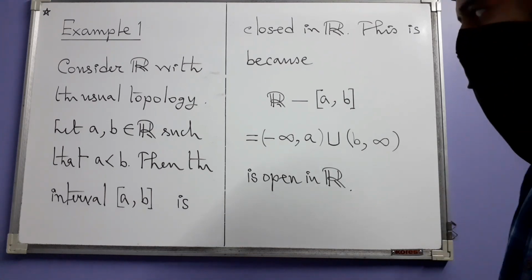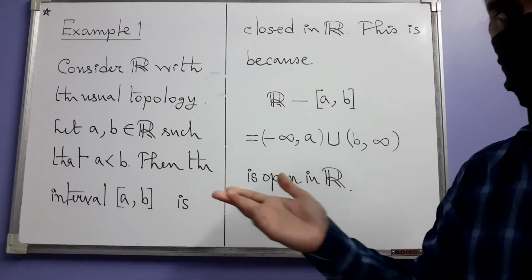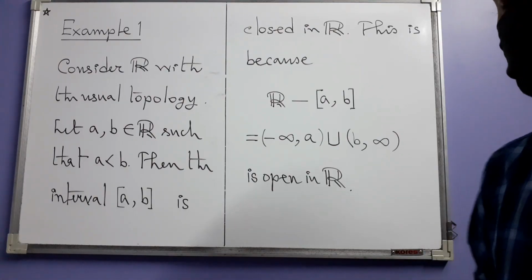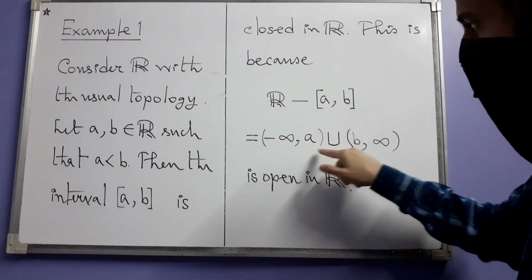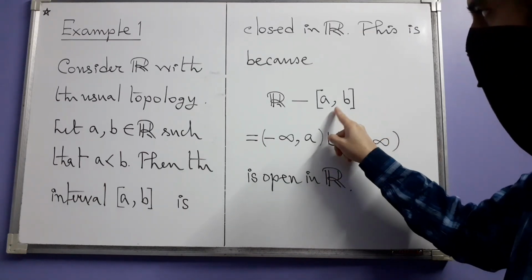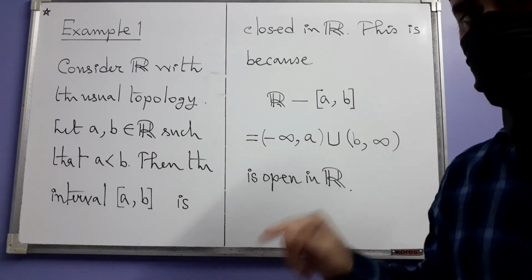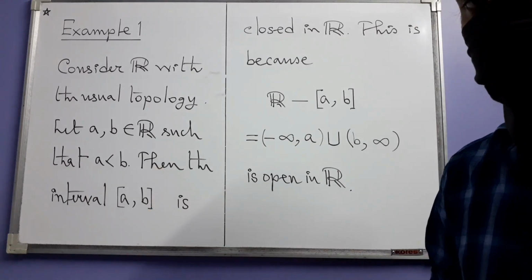Why? That is because rays form a subbasis for the topology on R, the usual topology. So this is open in R, this is also open in R, so their union is also open in R. So that is why by definition this interval is closed. And this is the reason for calling this type of intervals closed intervals.